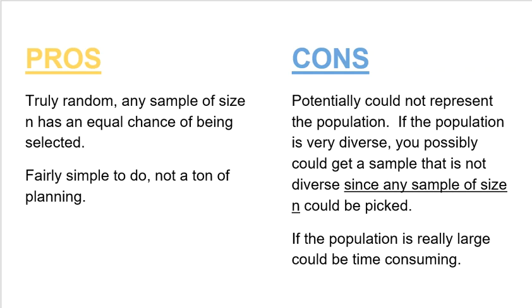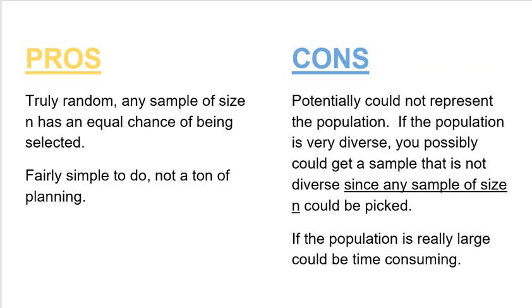Now, the cons: it potentially could not represent the population. Remember, samples need to represent the population. And in a simple random sample, any sample is possible. So maybe you do get that weird sample of all boys. Well, then all of a sudden, it doesn't represent the population and you're in trouble. So that is a potential flaw, even if it's unlikely.